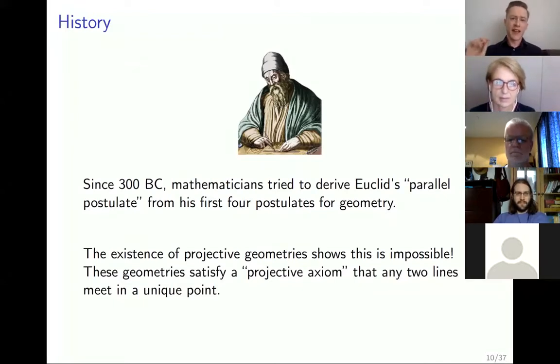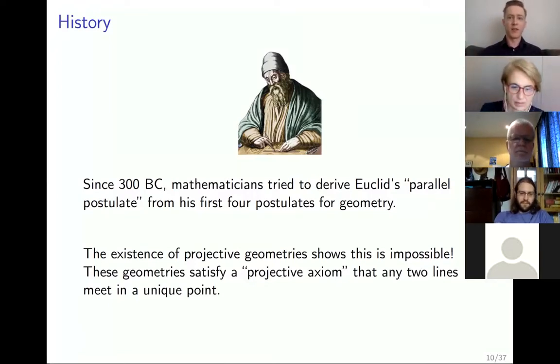The interesting thing was his last postulate, this parallel postulate, was more complicated than his other postulates. And so mathematicians were kind of bothered by this. They wanted to prove the parallel postulate in terms of the other postulates. And they tried to do this for 2,000 years, and it turned out it was impossible. Right? In the 1800s, it was noticed that there are other models of geometry where the parallel postulate will fail. For example, in projective geometry, you have this projective axiom which says parallel lines don't exist. Any two lines are going to meet at a unique point, all right?